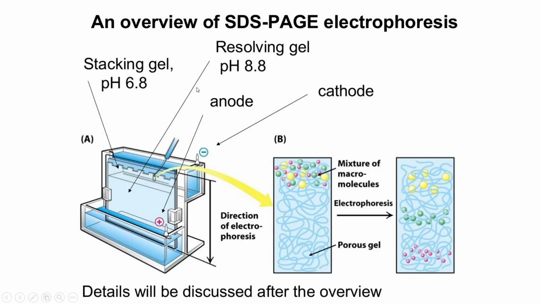Then in terms of SDS-PAGE, we can run the gel. Here the separation is on the basis of molecular weight, and everything is negatively charged because of the use of SDS. The higher molecular weight ones move slowly and the lower ones move faster.